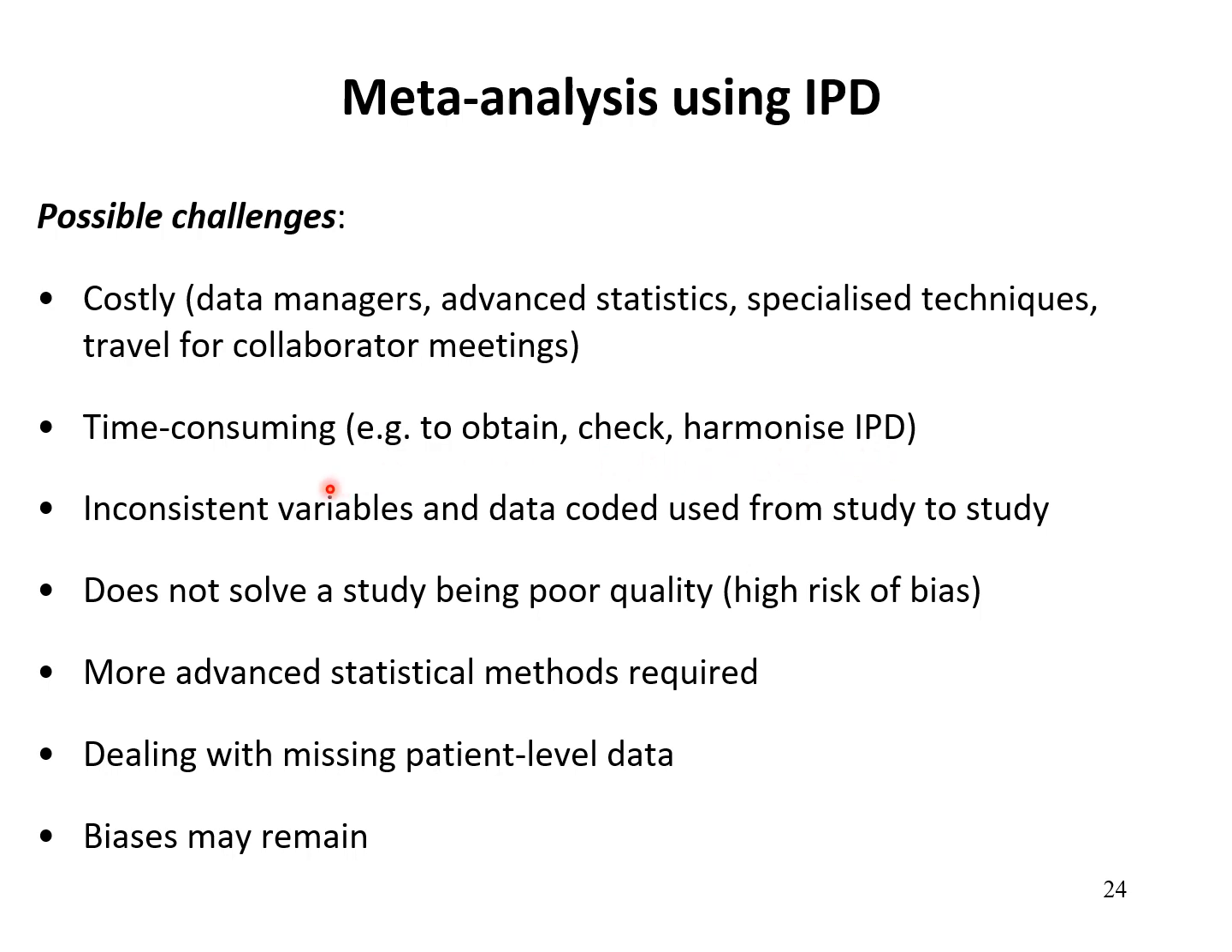The IPD itself across studies is not necessarily going to be consistent, so people may have used different codings, they may have measured different things still, they may have used different measurement methods. So IPD doesn't solve those problems. It also doesn't solve a study being of poor quality. You can't resolve the way that people did the randomization, for example.